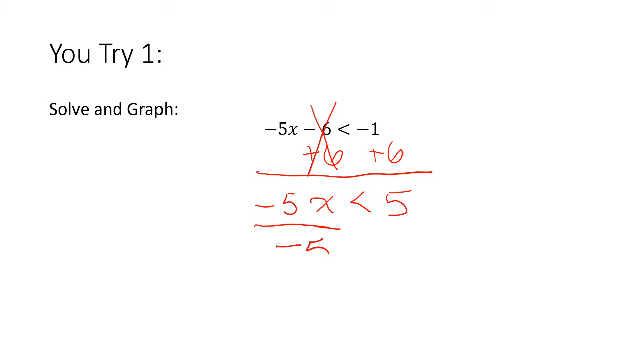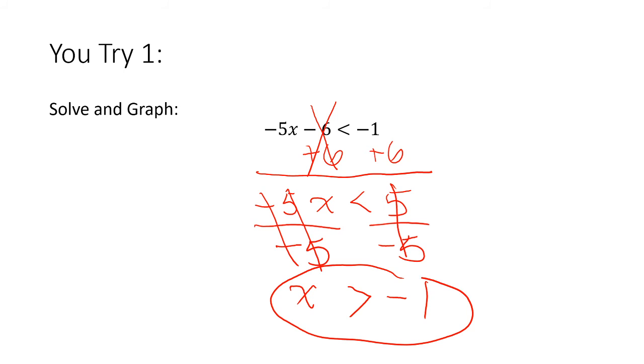Divide both sides by negative 5. And when I do that, I have to flip the sign. 5 divided by negative 5 is negative 1. So x is greater than negative 1.